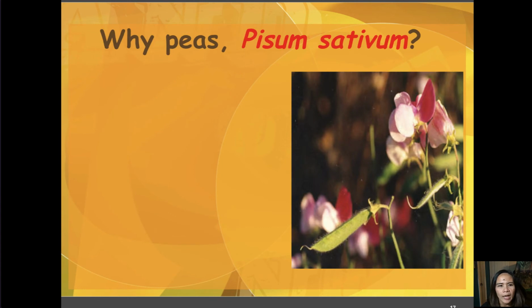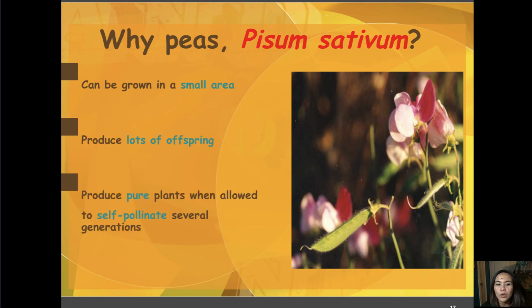Now, let's take a look at Mendel's pea plant experiment. So why did he choose peas? Now, peas can be grown in a small area. They produce lots of offspring and produce pure plants when allowed to self-pollinate over several generations, and can be artificially cross-pollinated, which is why he experimented on it.